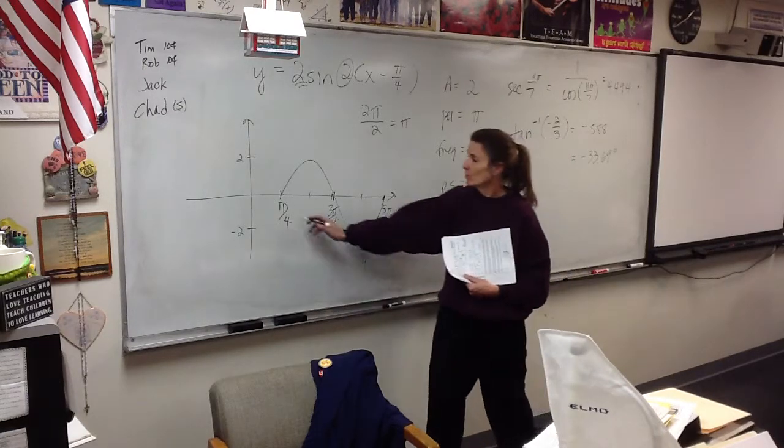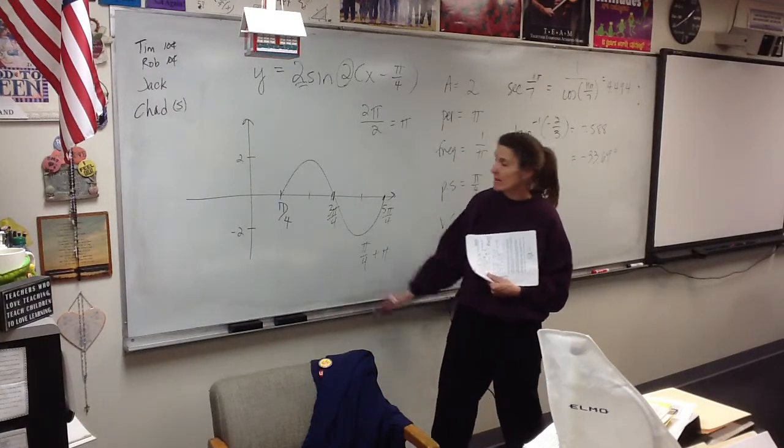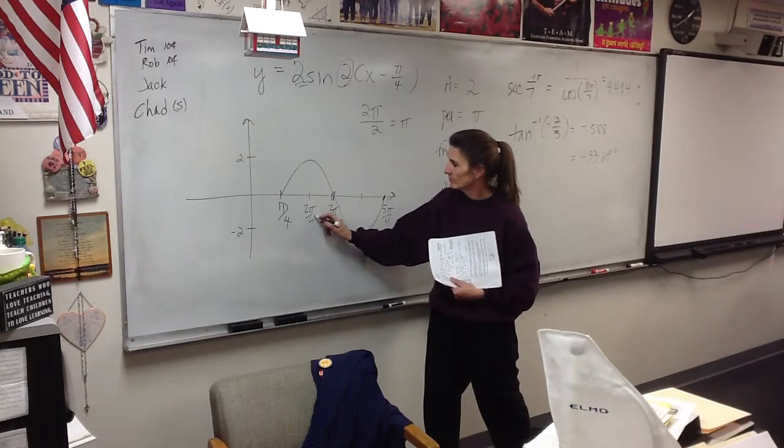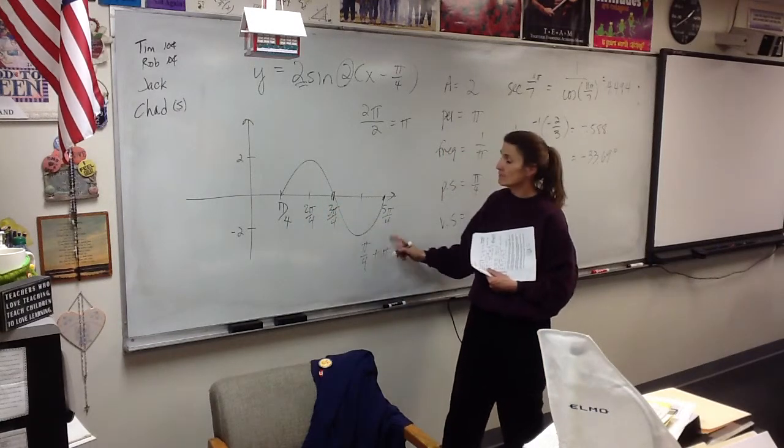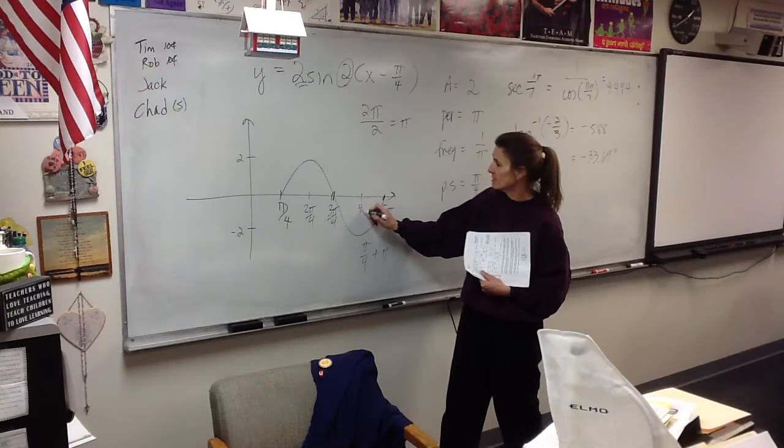Ditto again. 1 and 3 is 4, and half of that's 2. And one more time. 3 and 5 is 8, and half of that is 4.